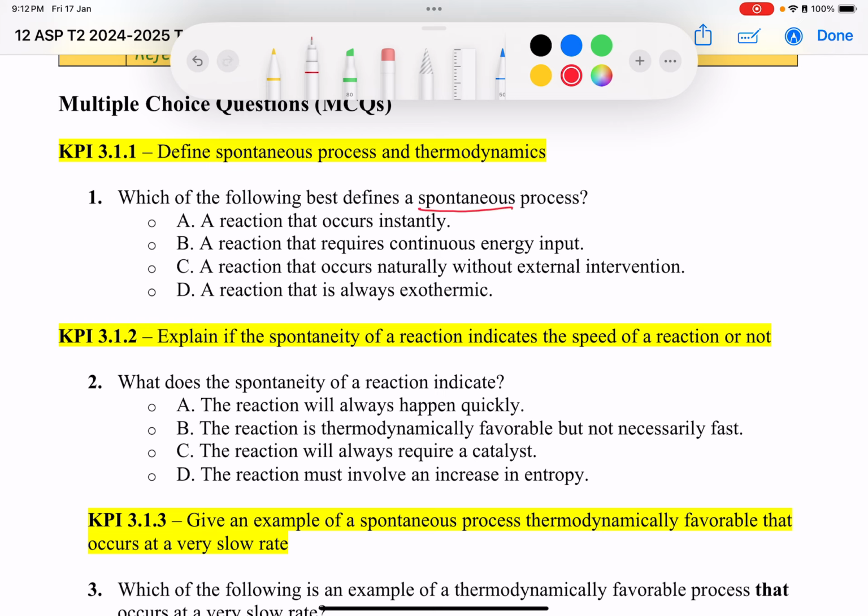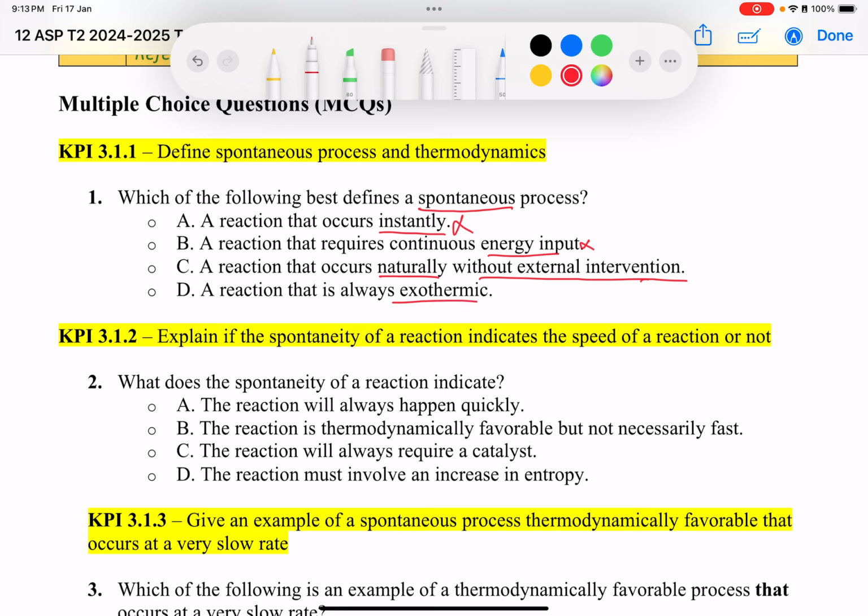When we mention the word spontaneous, it means a process that can occur without any outside intervention. So, choice A, a reaction that occurs instantly? Not necessarily. A spontaneous process could be slow, taking a lot of time to finish, or it could be fast. So, not A. A reaction that requires continuous energy input? No, it can occur without. Yes, it is C. A reaction that occurs naturally without any outside intervention.